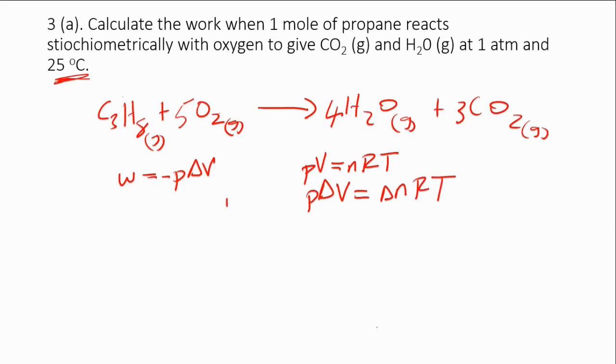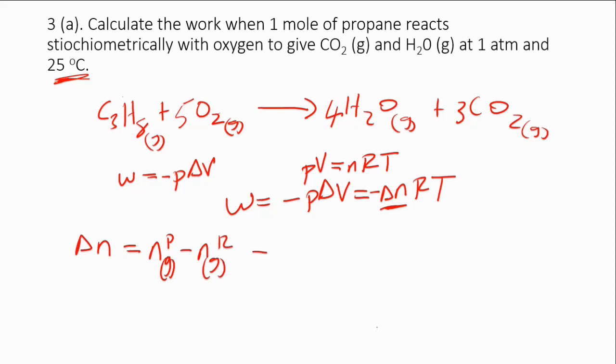So what I'm saying is work is equal to minus P delta V, which is also equal to minus delta n R T. What is this delta n though? What does delta n mean? Delta n is the number of moles of gaseous products minus the number of moles of gaseous reactants.